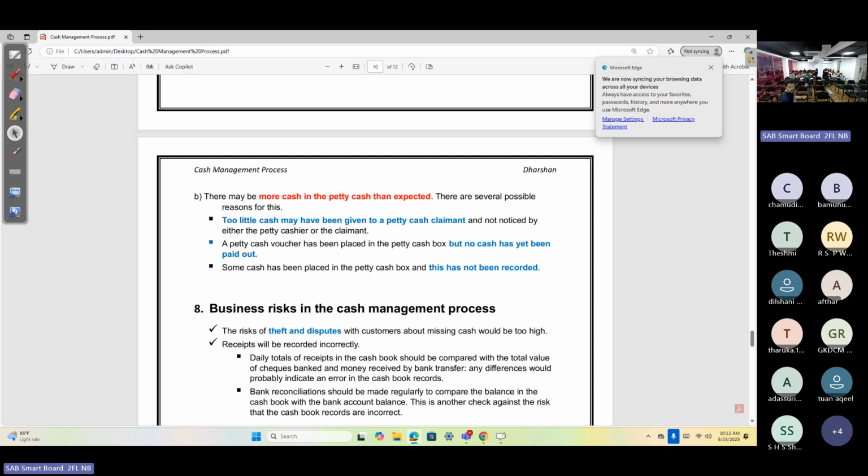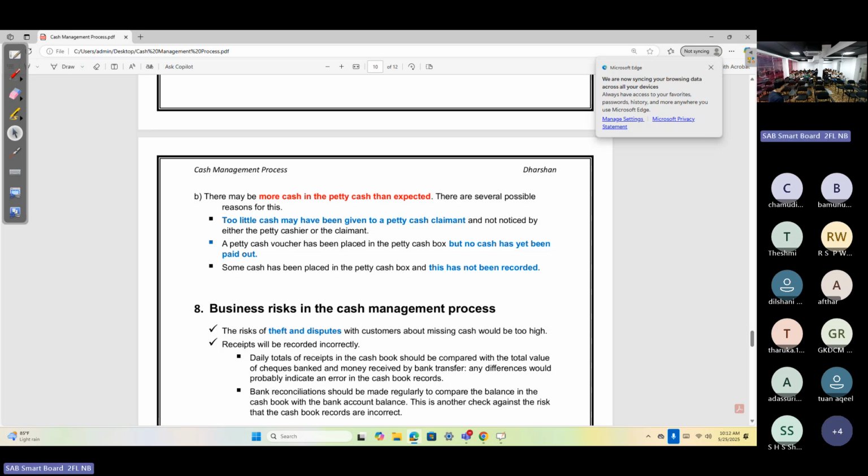Too little cash may have been given to the petty cash claimant. Petty cash voucher has been placed in the petty cash box, but no cash has been paid out. The voucher is there, the book balance has gone down, but actually it was not physically paid. Some cash has been placed in the petty cash box and this has not been recorded.